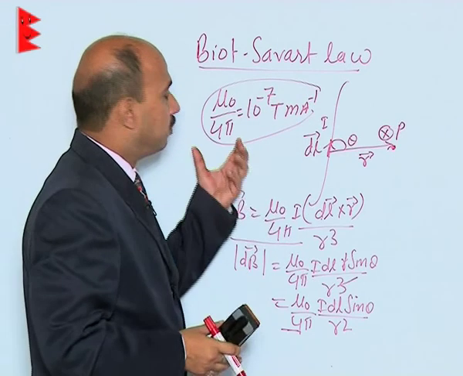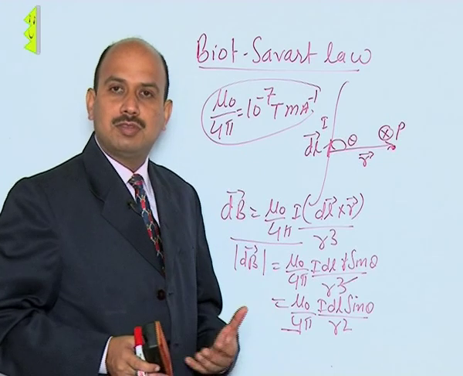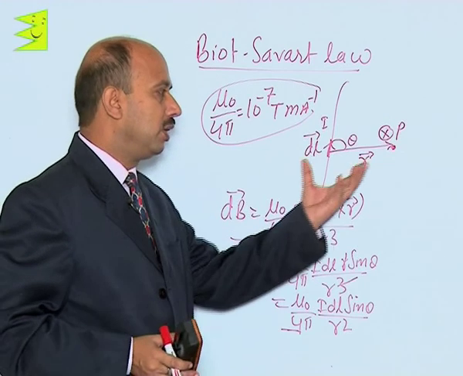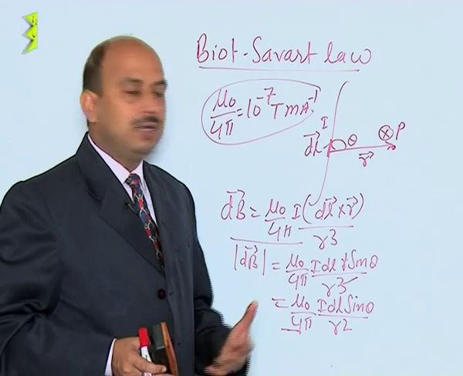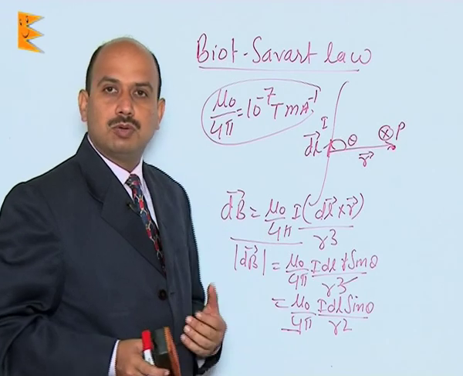Mu naught is known as the permeability of free space, that means the vacuum which we are using here. We have not taken any medium here. So the permeability of free space is given by mu naught.